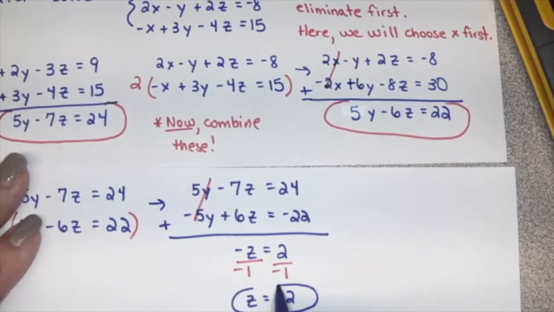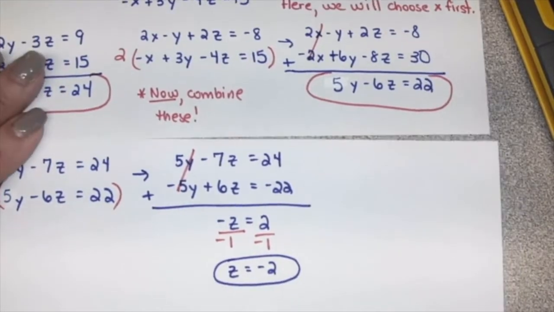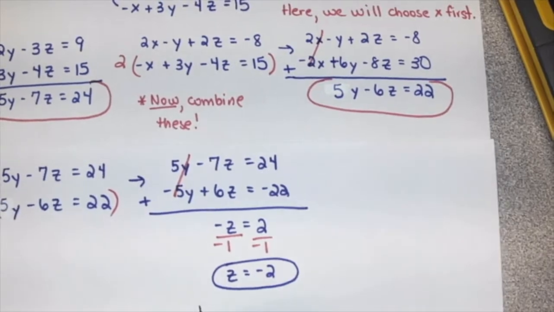So I'm going to go ahead and circle that. But that's only a third of my answer, right? What do I still have to know? I know z, but I still want to find x and y, right? So now I'm going to go back and find y using one of these two equations.